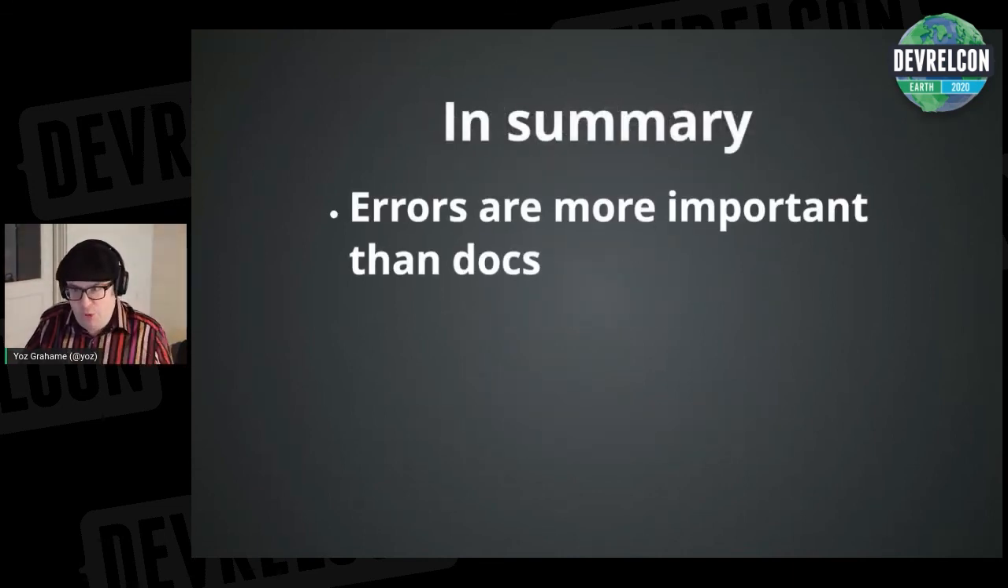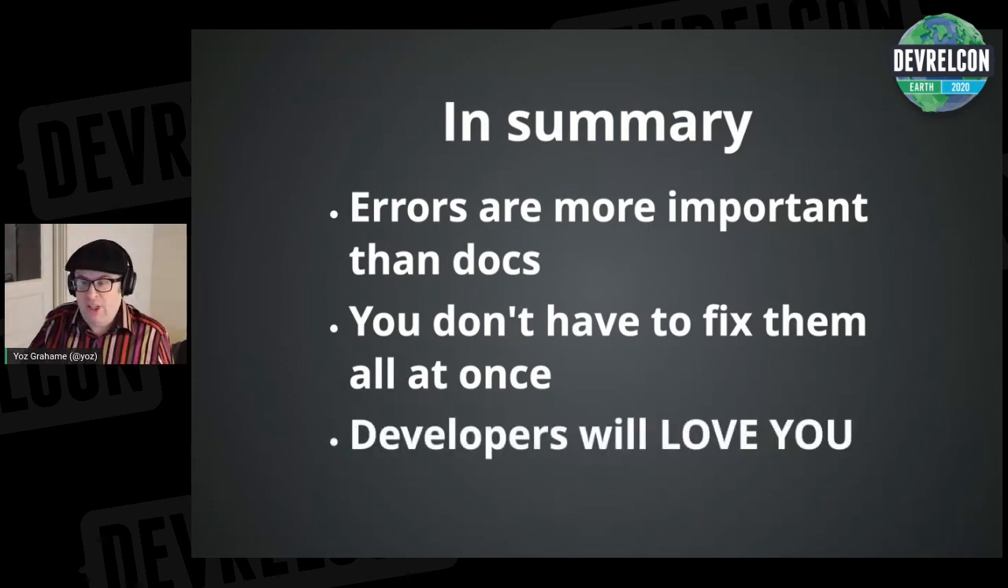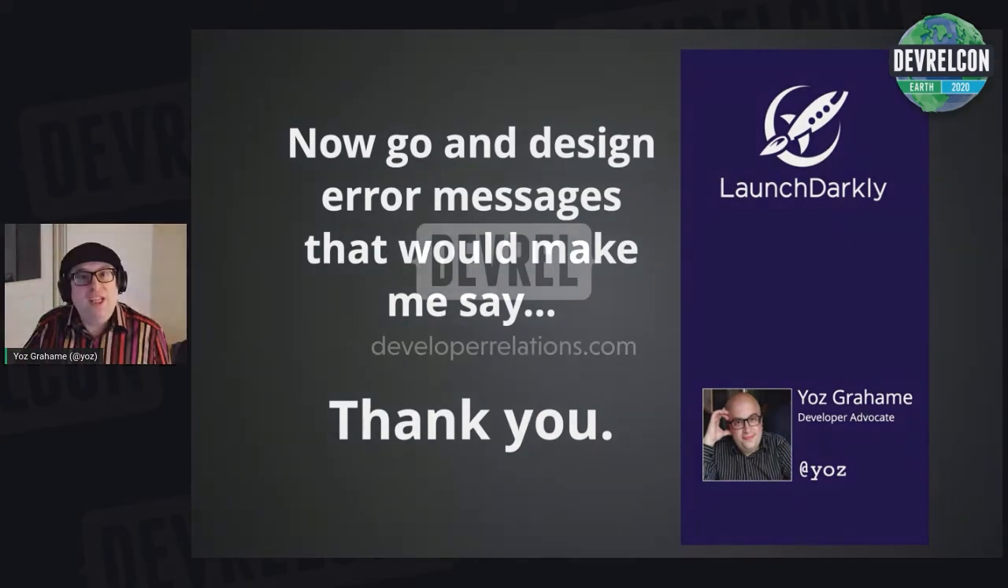So in summary, errors are more important than documentation because they'll be there at exactly the moment when people need help. You don't have to fix them all at once. You can prioritize. And even small changes can make a huge difference. And if you make that difference, then developers will love you. They'll remember how well you treated them because of how used to being treated badly they are by almost all the other errors they get. Now, please go and design some error messages to make me say thank you very much.